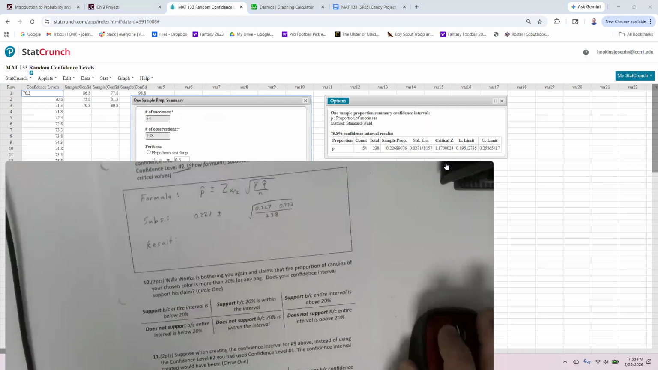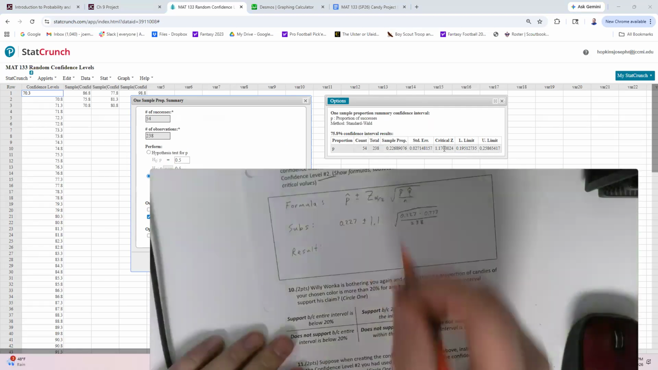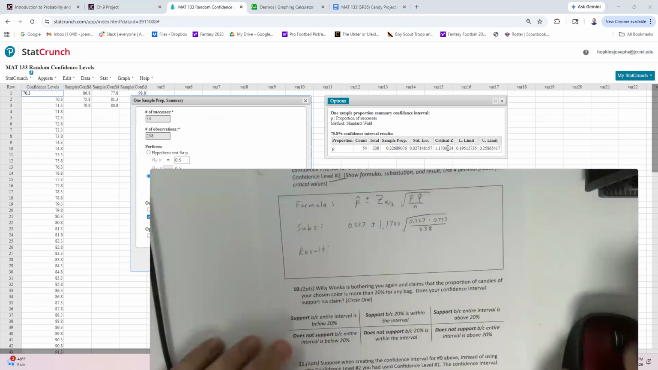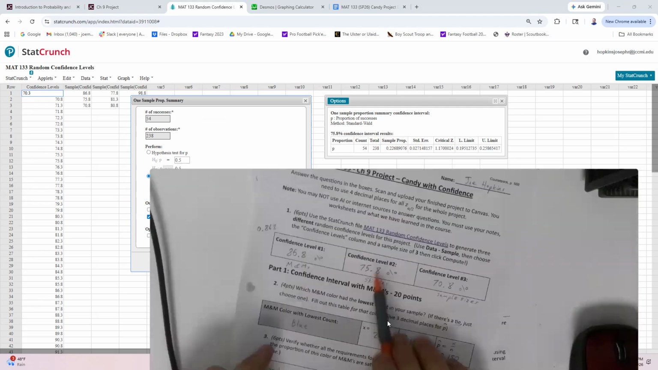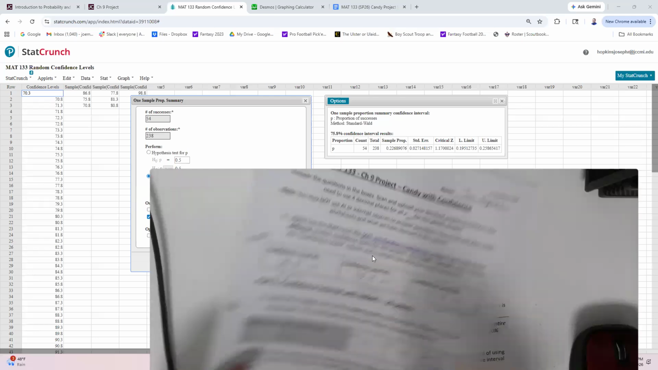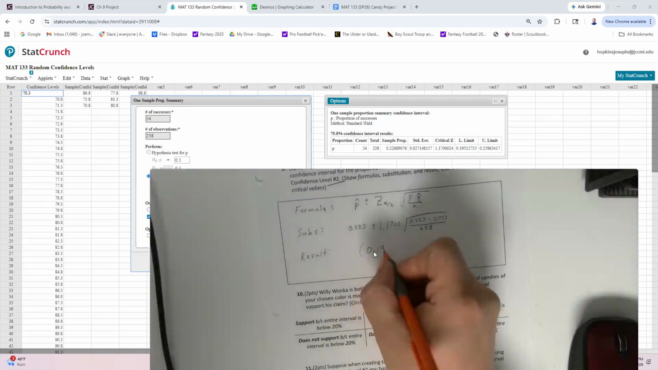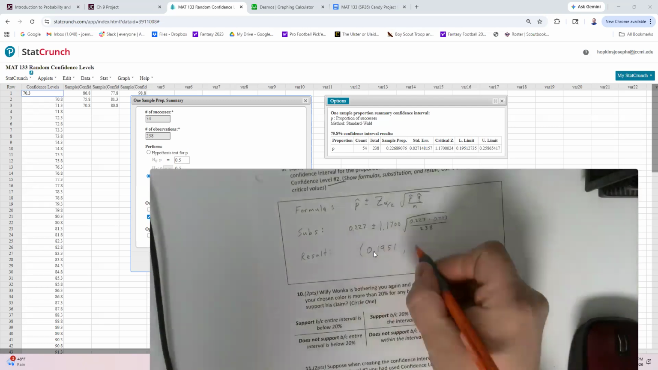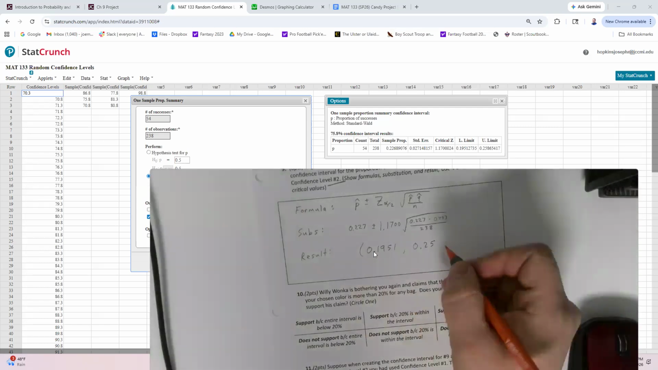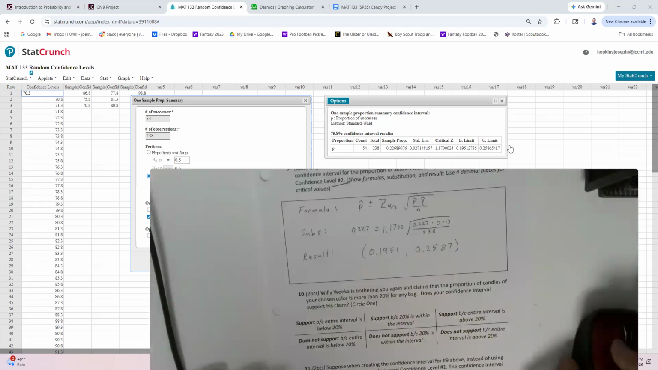I'm going to write my answers down here. My z value is 1.1700. Yours will be different because you had a different confidence level number 2 for Skittles. Then for our result, we write the lower limit, 0.1951, comma, our upper limit, 0.2587. And we're good.